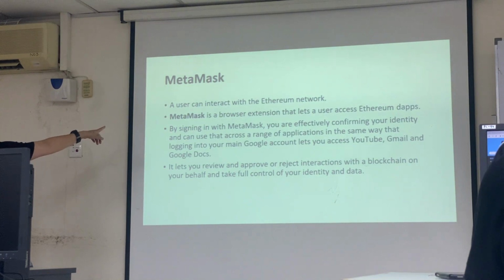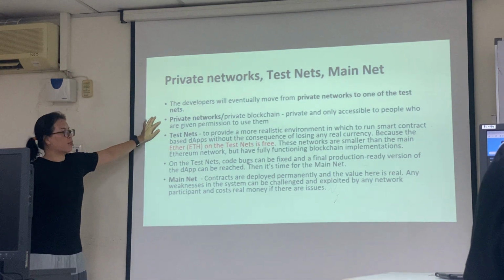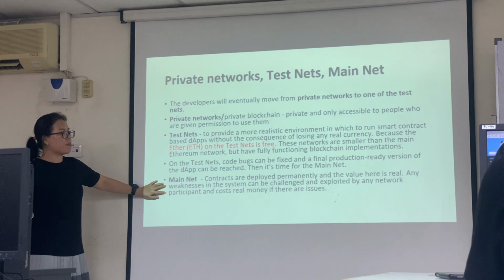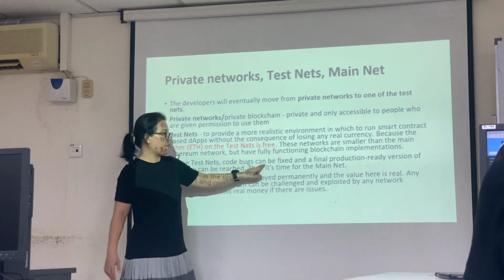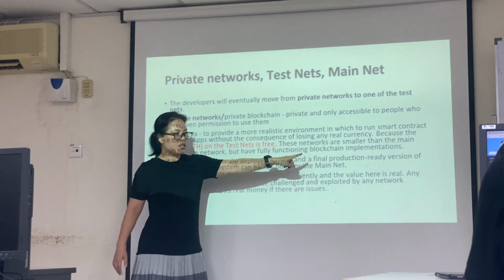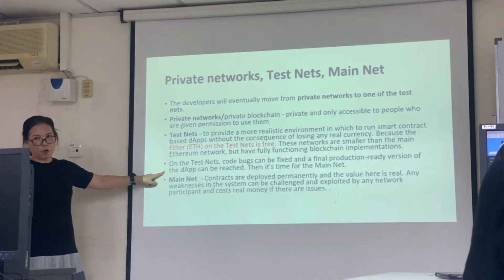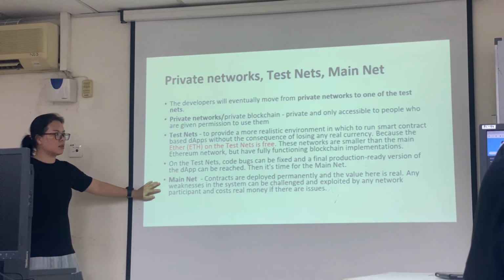So MetaMask, just now I already mentioned, is like a Google account. It interacts with your Ethereum network. We have a private network or private blockchain. We have a testnet, where test Ether is free, but you need to redeem it. Then there's the mainnet. Mainnet is real money already. So on the testnet the code can be fixed, and the final ready version of the DApp can be reached. Then it is time to deploy your DApp onto the mainnet.